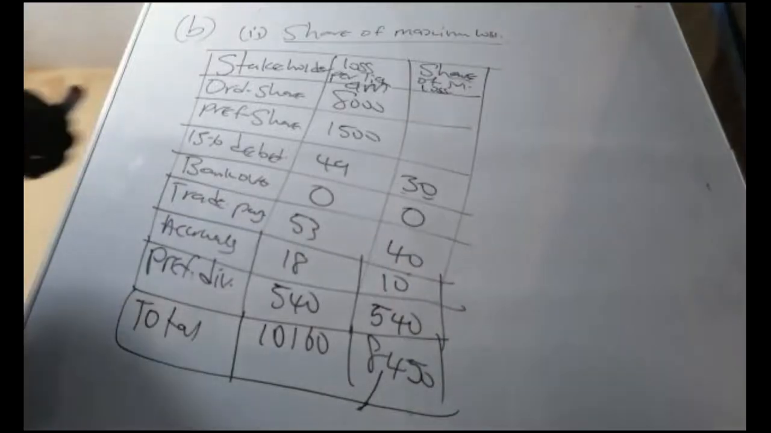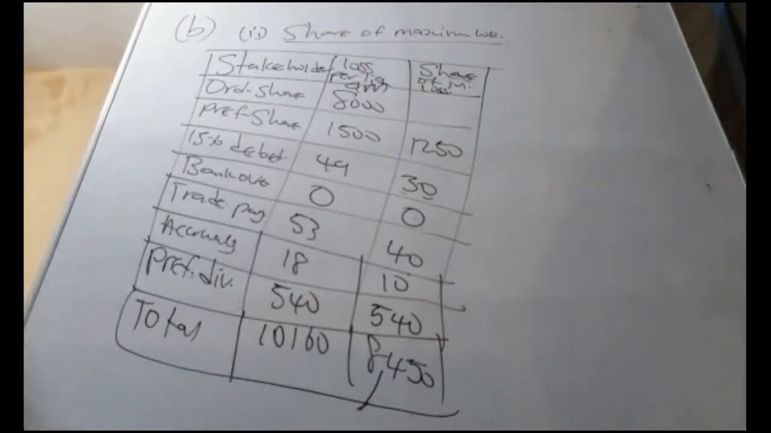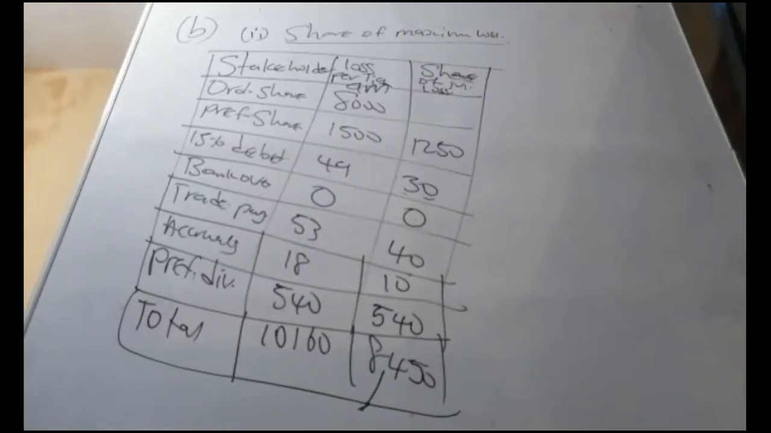In fact, that's one I'll state first. Preference shareholders, we are giving them 1,250. Ordinary shareholders should take the balance. That's all. Please, this is discretionary. You can use your own figures. So good. But don't forget that the rule is not to give anybody more than you lose upon liquidation. Upon liquidation. That's it.